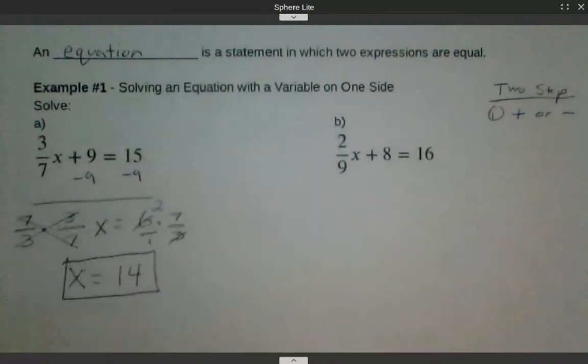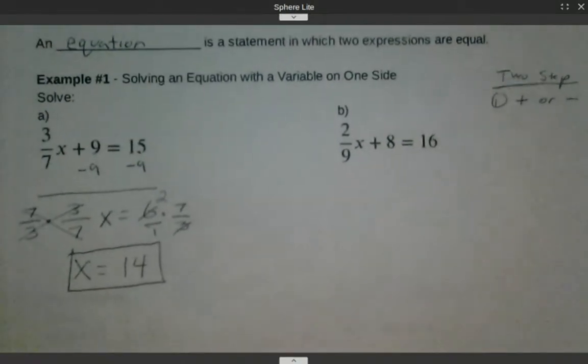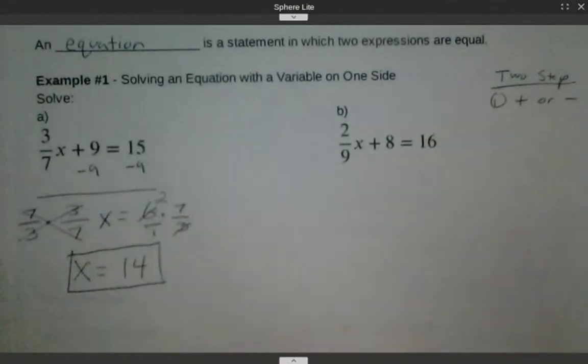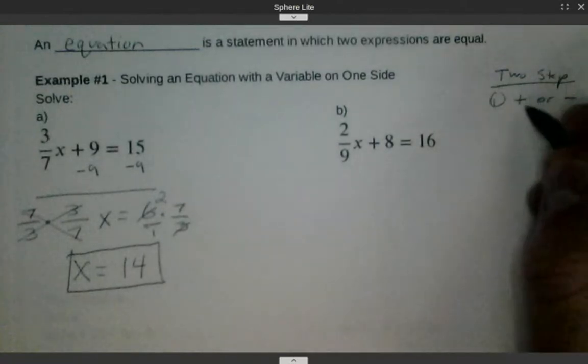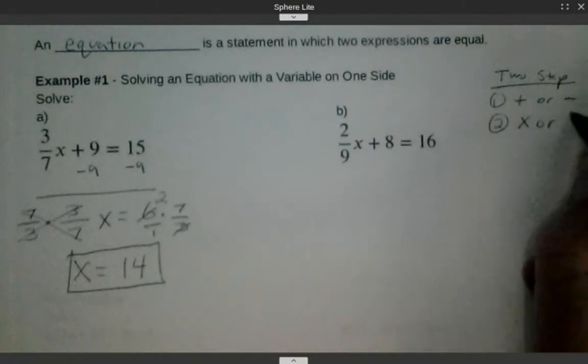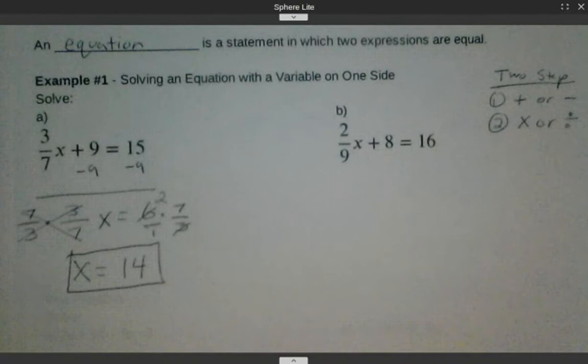Now, if you did it a different way, that is fine. As long as you get the right answer, that's all we care about. Because there is another way that you could do this problem, but this is just one method that you can do. All right. So my first step on this two-step was to add or subtract. My second step was to multiply or divide. So let's look at the second one.